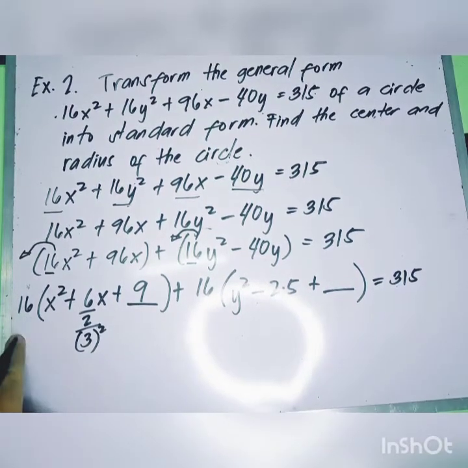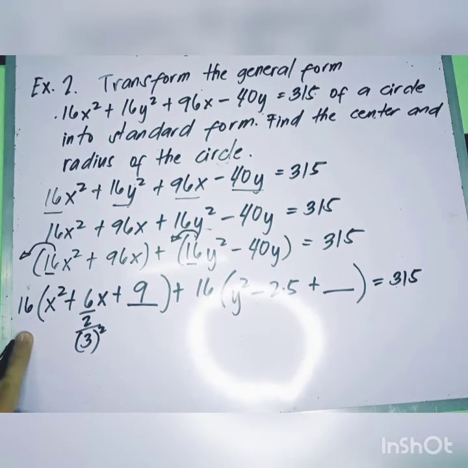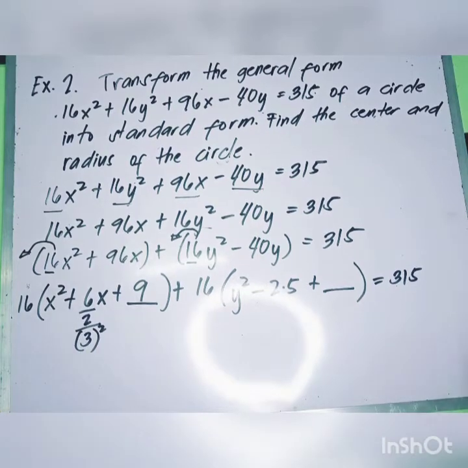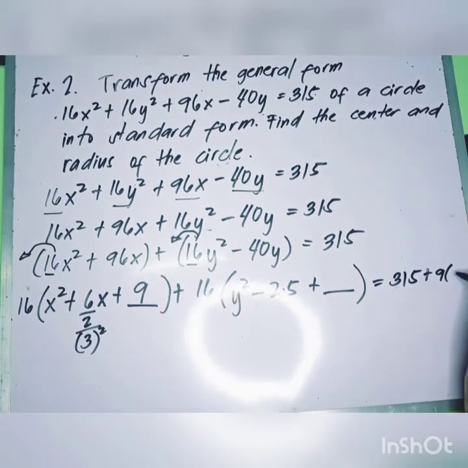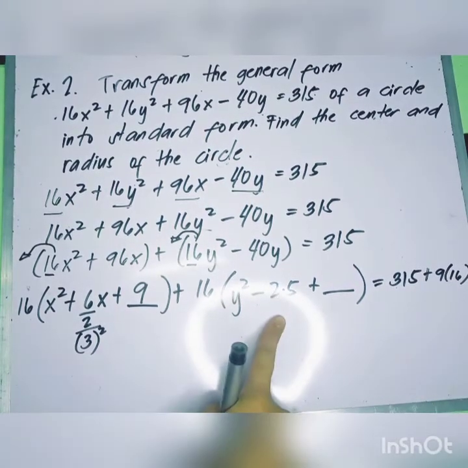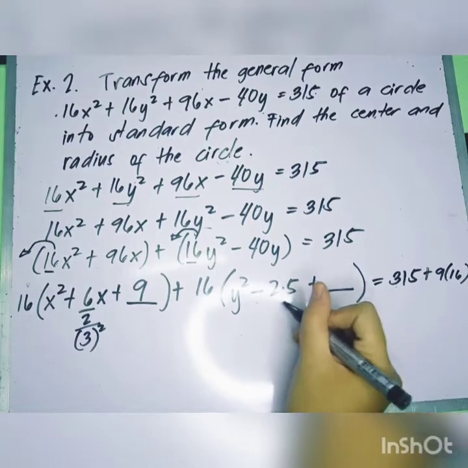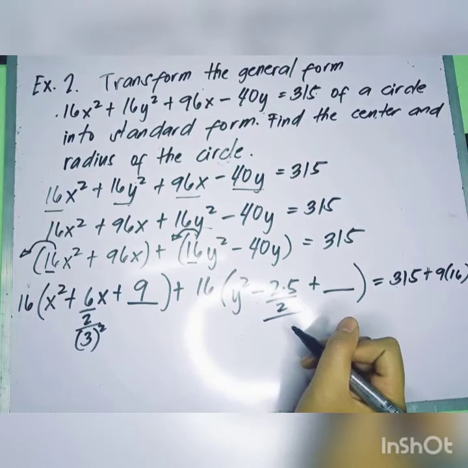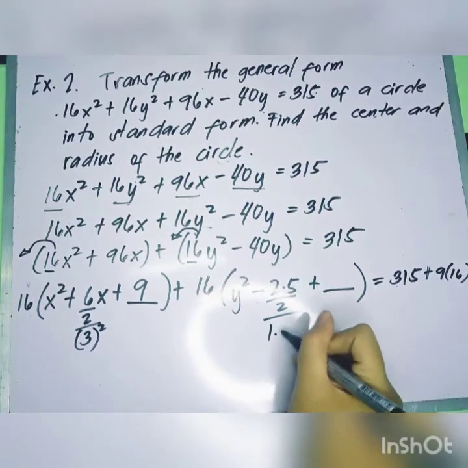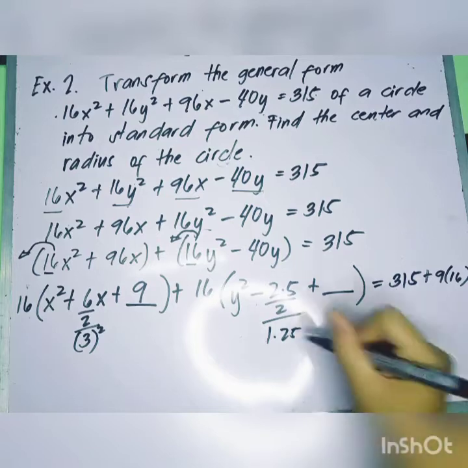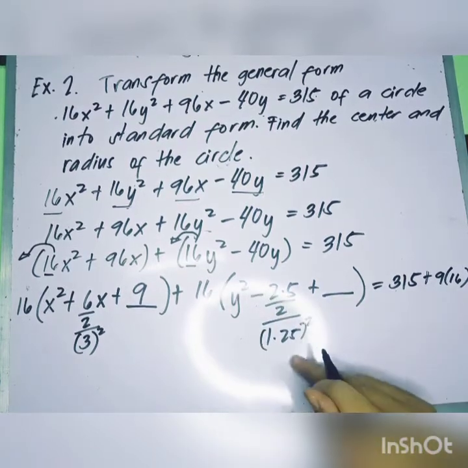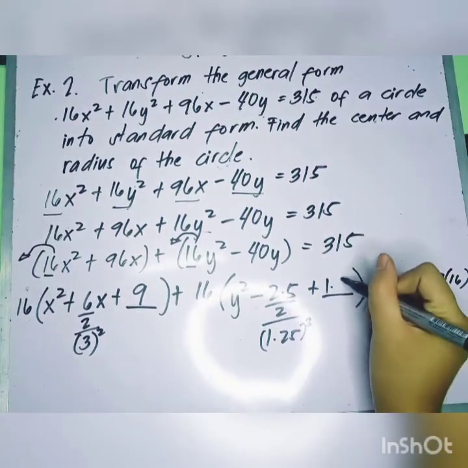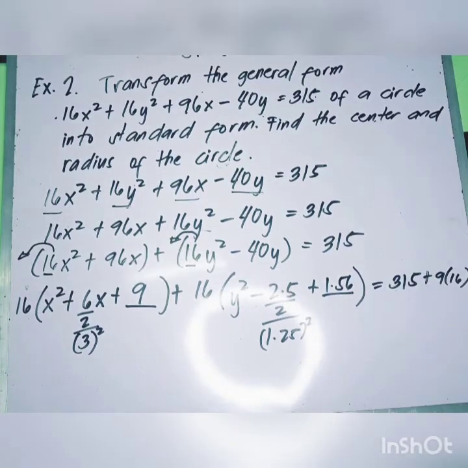Pag may nilabas po tayo ng coefficient value, wag po natin kalimutan. Yung nilabas natin na coefficient value, i-multiply natin siya kay 9. So, we have here plus 9 multiplied to 16. After naman po, dito naman po tayo. So, we have here 2.5 divided by 2 is equals to 1.25. And then, squared po natin siya. So 1.25 squared, we have 1.56. Okay, ito decimal lang po yung kukunin natin.